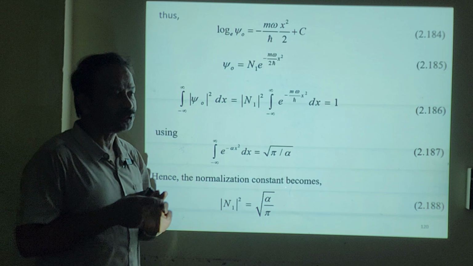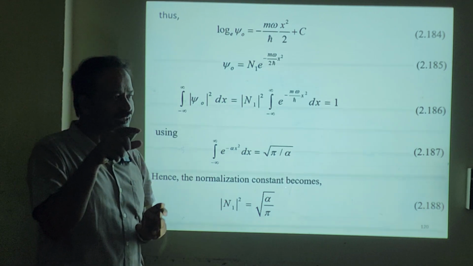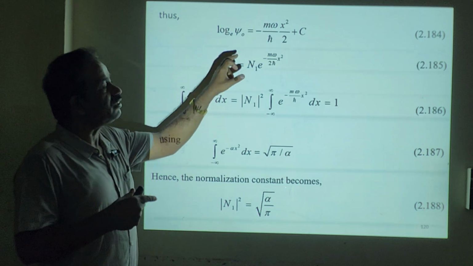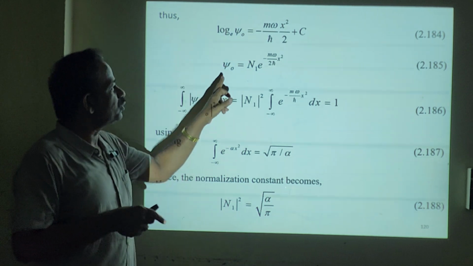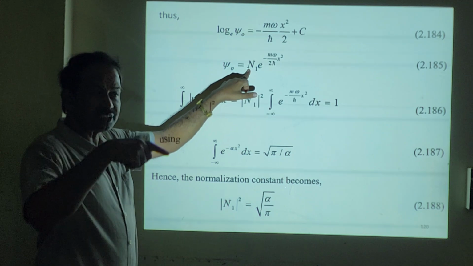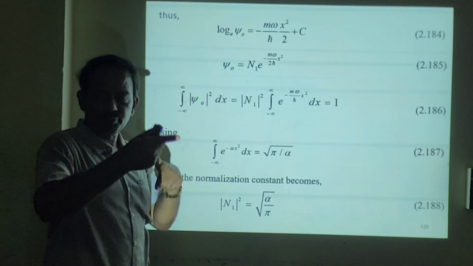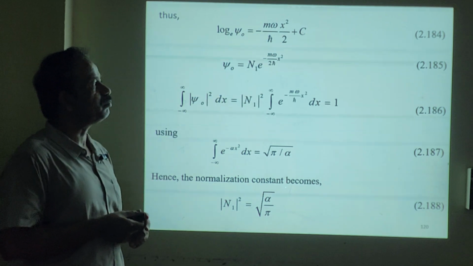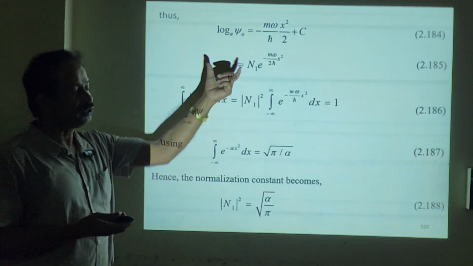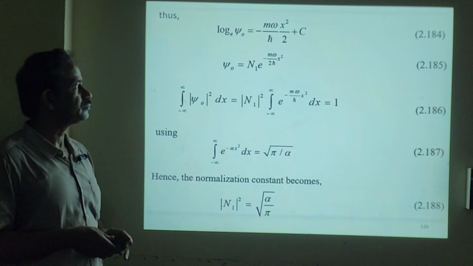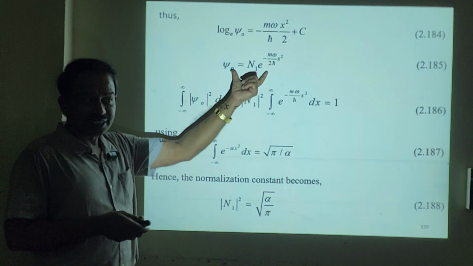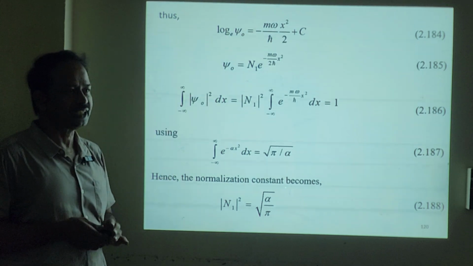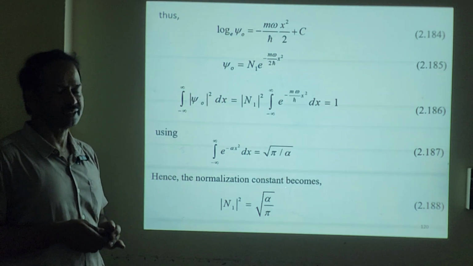Okay. Now I am going to take the exponential on both sides. Basically the exponential. So that will give you log and e will get cancelled. So you will get ψ0 equals that normalization constant. That c will become the N1 constant. So N1 e^(−mω/2ħ x²). Is it okay? Now this is the ground state wave equation. So we have found out now the ground state wave function for the harmonic oscillator.